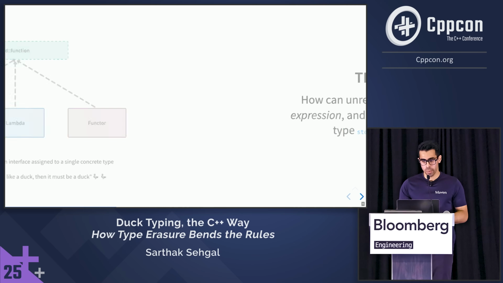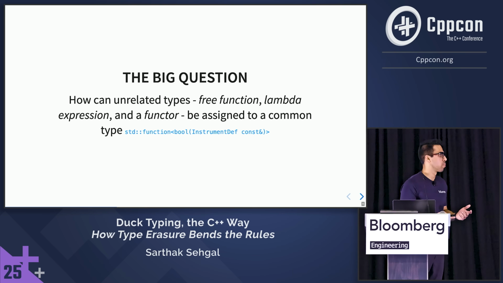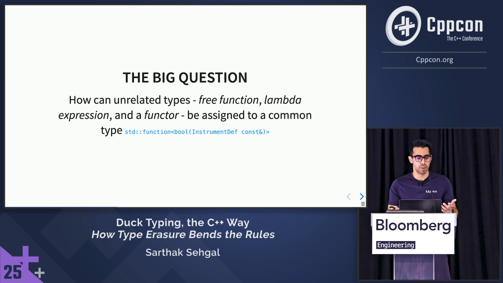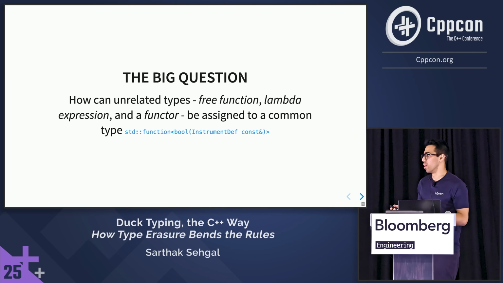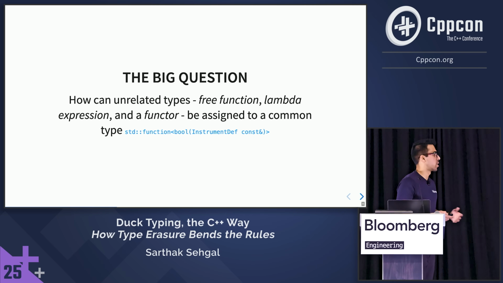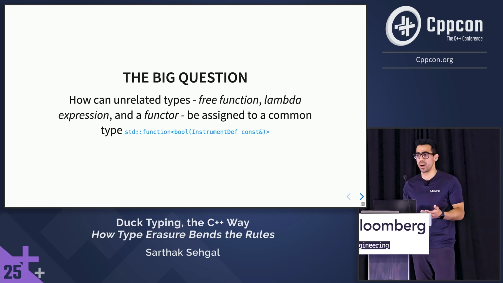So the big question is, how can these unrelated types be assigned to a common type? Std function in my case today, but any unrelated types having a common interface, how do we assign them to a common type? So let's take a step back, list down the requirements, and move on to how type erasure can be implemented and how it works under the hood.